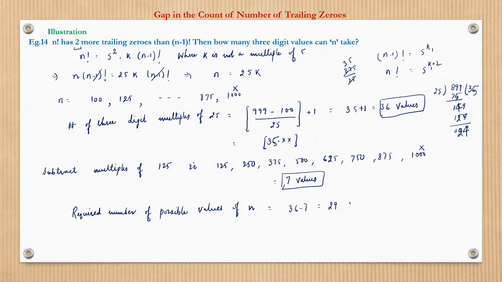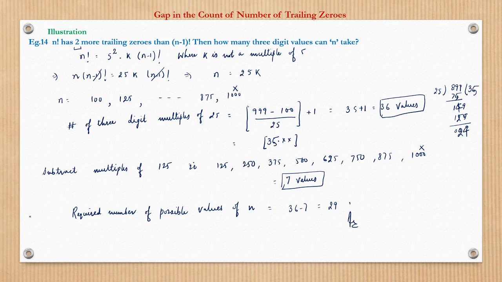Now we need not subtract the multiples of 5 raised to power 4, which is 625, because that is already subtracted here, since the multiples of 125k will also contain the multiples of 5 raised to power 4, right? So that is already subtracted, so we need not count. So the final answer would be 29. So this was an important concept, and the approach was quite significant to learn and understand. Let me erase the calculation part. Yeah, so this is the way.